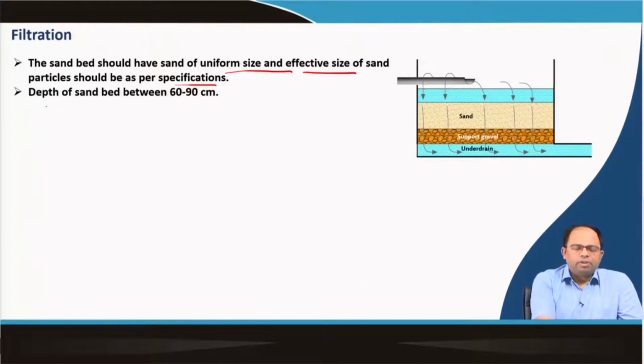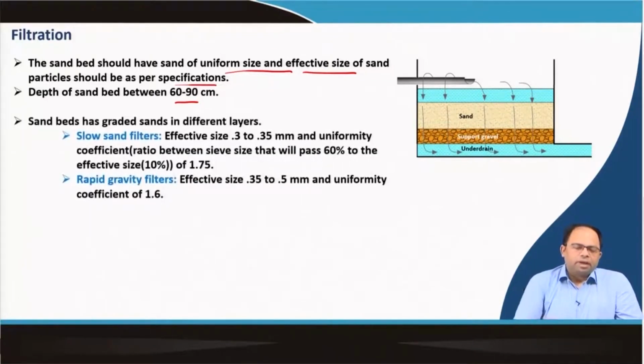Then the depth of the sand bed should be between 60 to 90 centimeter at least, and sand beds have different graded sands in different layers. So, it could be the same size of sand, or it could be different kinds of sand that we can also put in. And we have different kinds of filters. We can have either slow sand filters or rapid gravity filters. It all depends on the size of sand and what kind of filter media that we use.